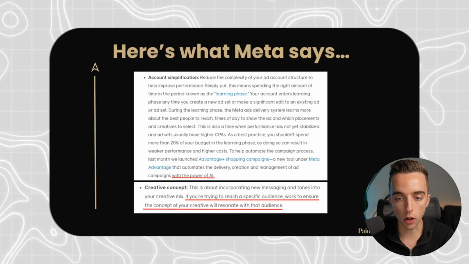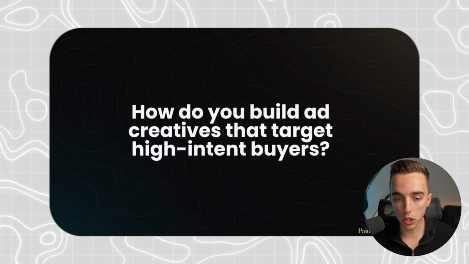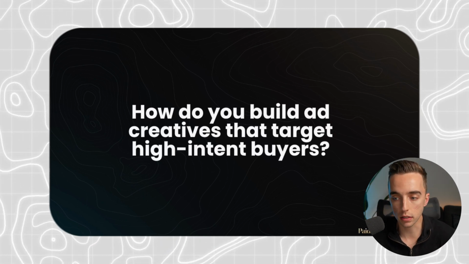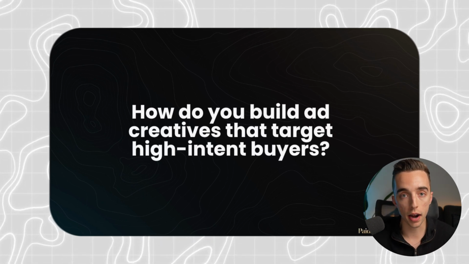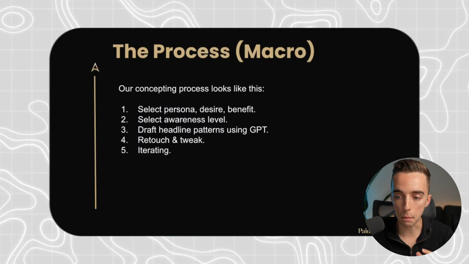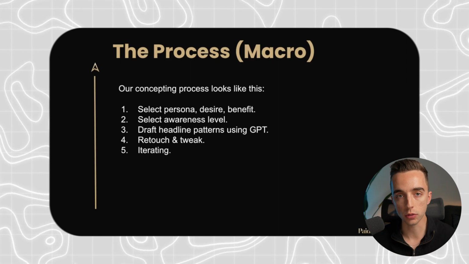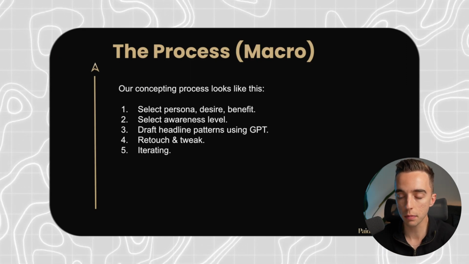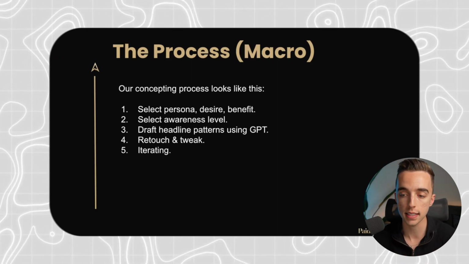So now the logical question, or smart question at least to ask yourself, is how do I build creatives that target high intent buyers? Because that's what's important at this current moment in time. So my process at a macro level looks like the following. Our consulting process to make new ads at the agency looks like this.